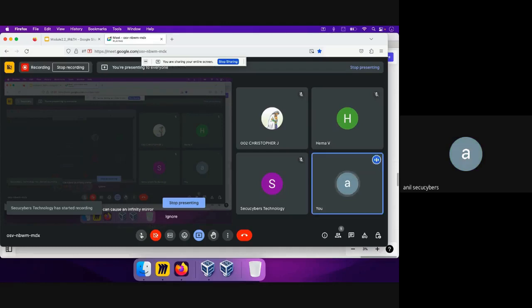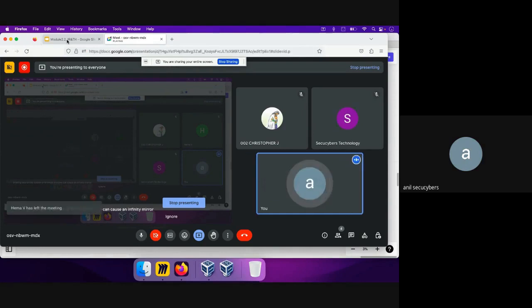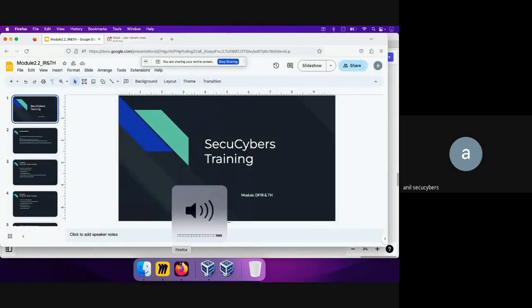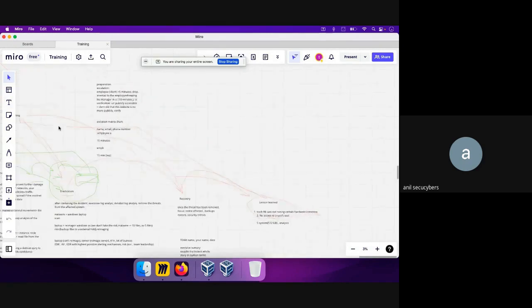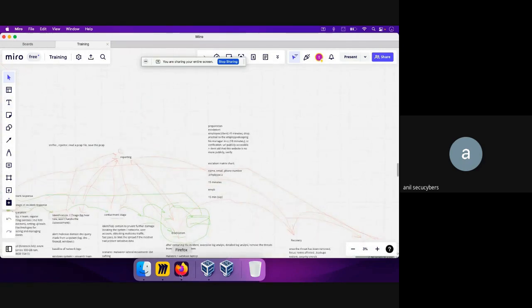So I hope my screen should be visible now. And let me quickly go to the mind map.